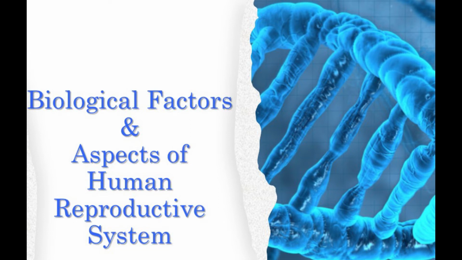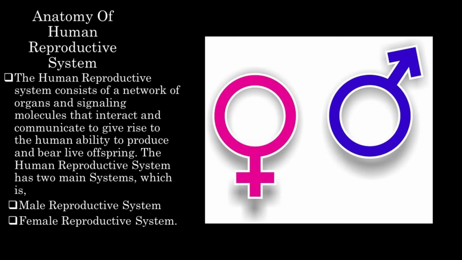Anatomy of the human reproductive system. The human reproductive system consists of a network of organs and signaling molecules that interact and communicate to give rise to the human ability to produce and bear live offspring. The human reproductive system has two main systems, which are the male reproductive system and the female reproductive system.